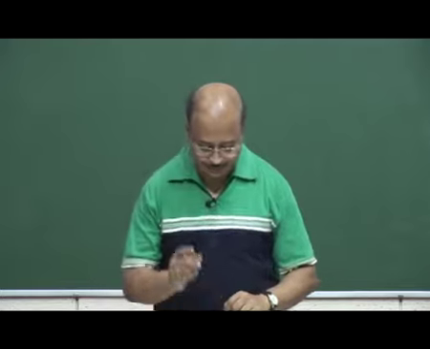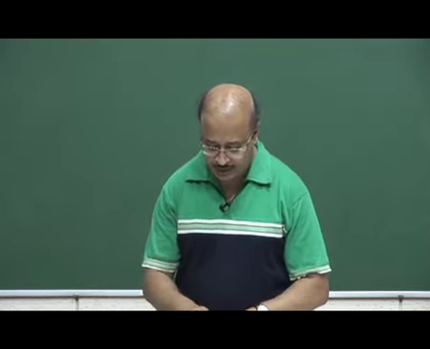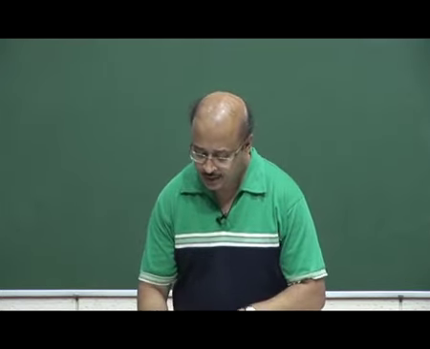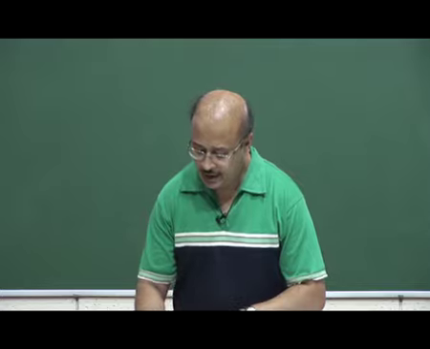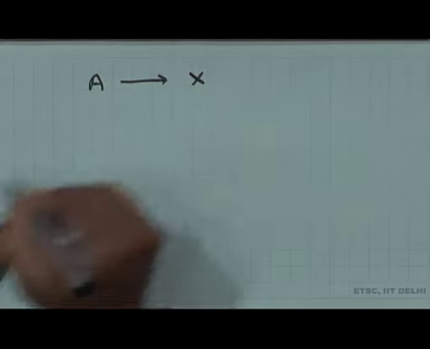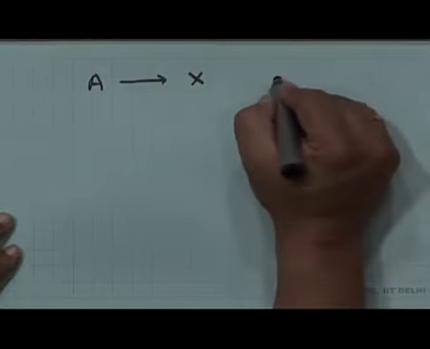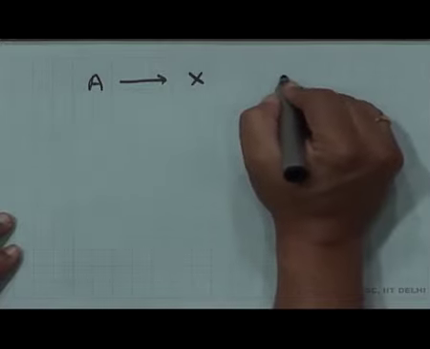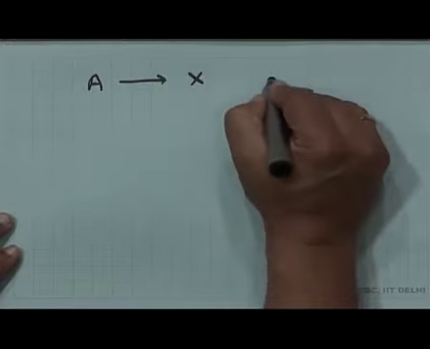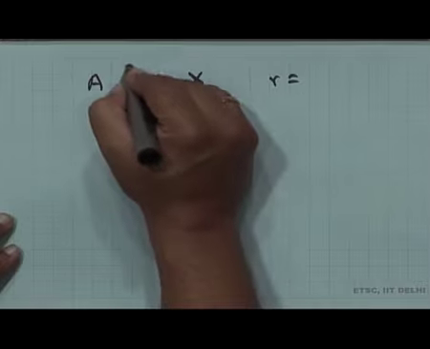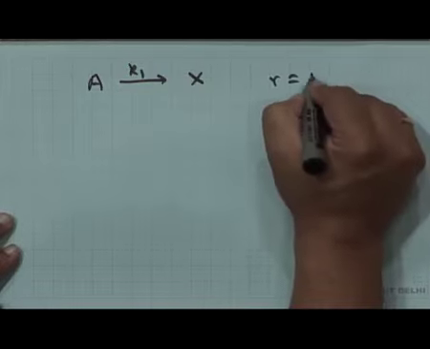Suppose we consider a series of elementary reactions. What are the reactions like? Say the reactions are A going to X. This is an elementary reaction, say step 1 of a reaction, and say the rate of this is R, where the rate constant is K1, times A.